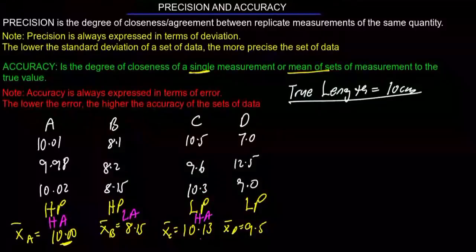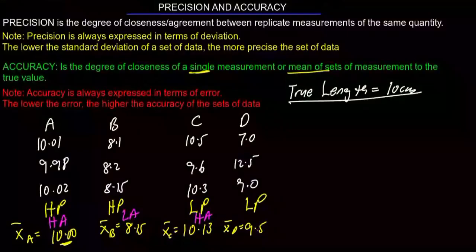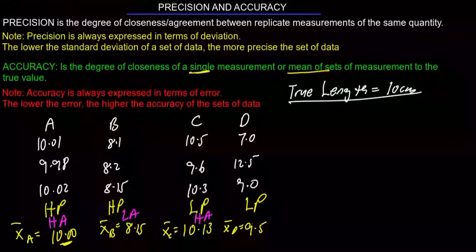0.13. This is not 13. This is just 0.13. So zero point 0.1, and that's small. So high accuracy. And look at this. This is 9.5, and this is what? This is 9.5, and this is 10. So I have low accuracy.